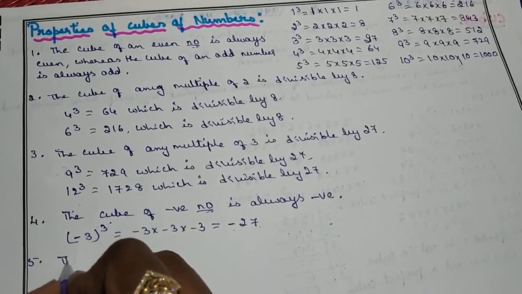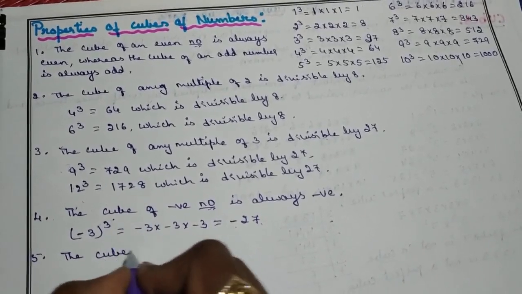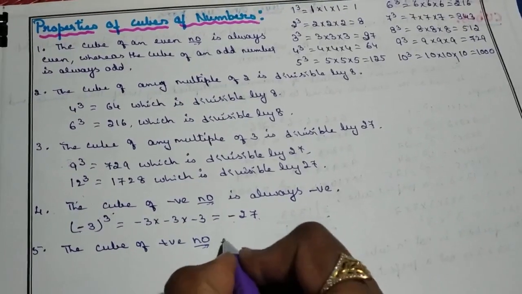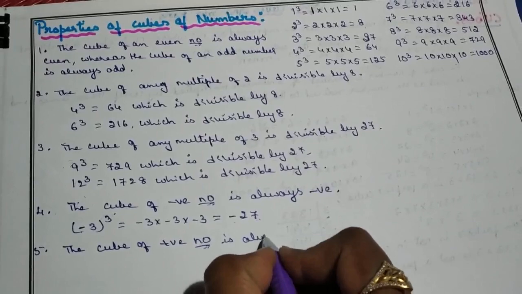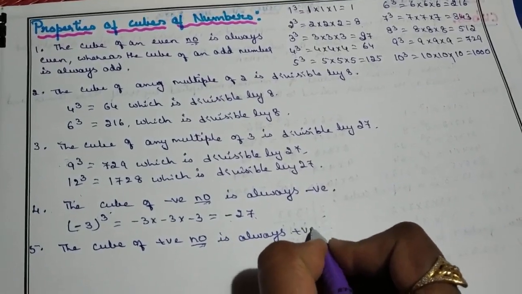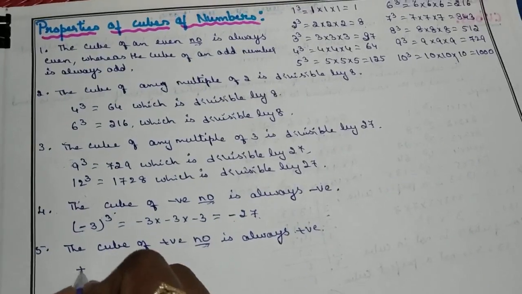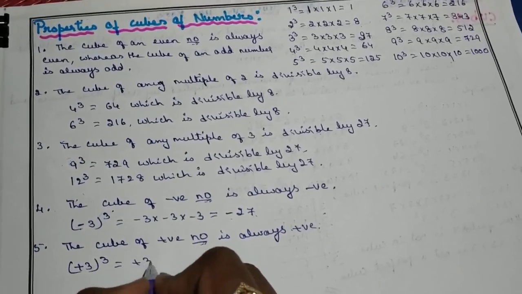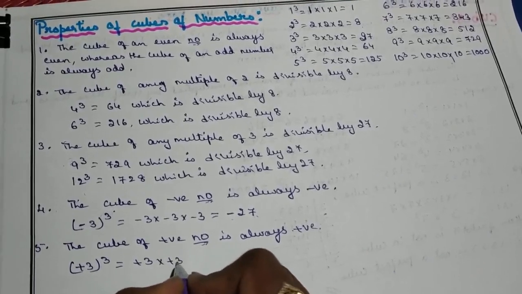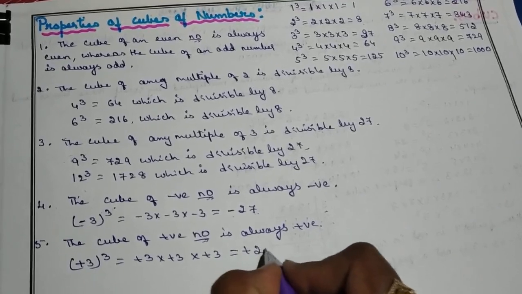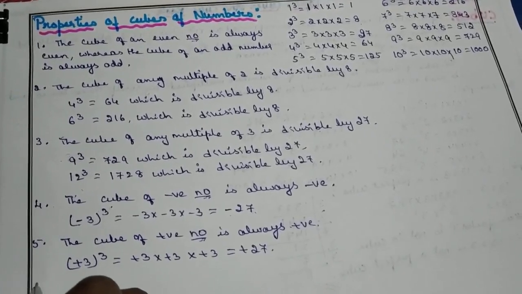Then what about the cube of a positive number? Yes, the cube of a positive number is always positive. For example, plus 3 whole cube. So plus 3 can be written how many times? 3 times, because of power 3. Then plus 27. So we'll go with the next point.